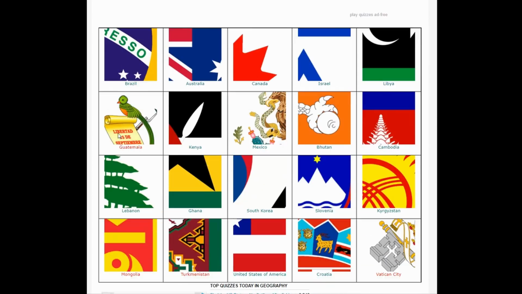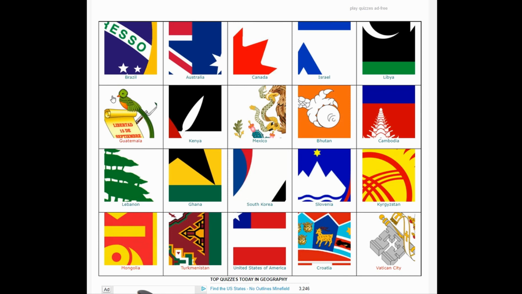Guatemala. Okay. That was quite clear with sort of the exotic bird. And then we have Mongolia. Okay. Turkmenistan. Yeah, I thought it might be somewhere there. And then the Vatican City. Okay, that was a really good quiz, actually. I was expecting to get full marks on it, but actually it was quite challenging. So yeah, I enjoyed that.